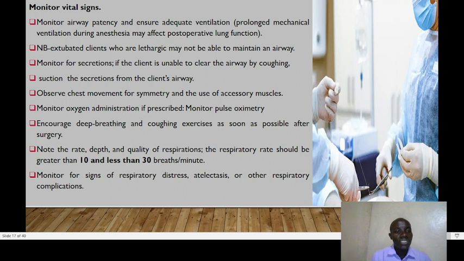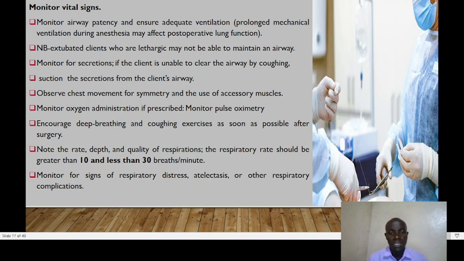You need to observe the chest movement for symmetry and use of accessory muscles. Also need to monitor the oxygen administration if prescribed, monitor the pulse oximetry, and encourage this patient to perform deep breathing and coughing exercises as soon as possible after the surgery. You note the rate, depth, and quality of respiration.